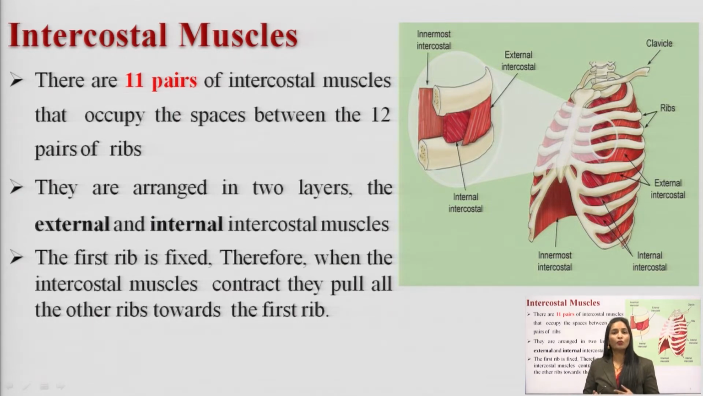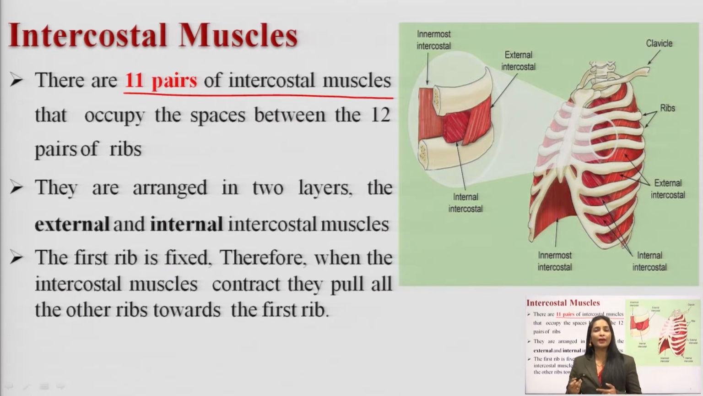Talking about the intercostal muscle, we know that we have 12 pairs of ribs, and between these 12 pairs of ribs, 11 pairs of intercostal muscles are arranged in the spaces. What will the intercostal muscle do here? The intercostal muscle helps in inspiration. How it helps, we will see in the later slides. This intercostal muscle is arranged in two layers. What are the two layers? One is the external intercostal muscle and the second one is the internal intercostal muscle.